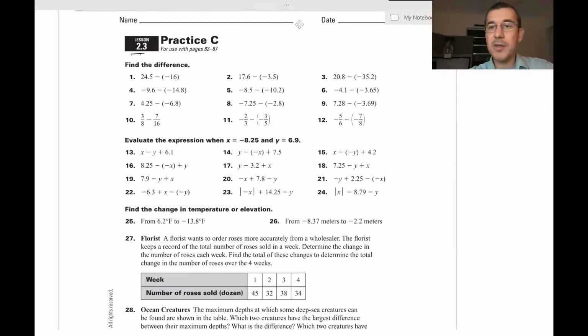We're continuing with section 2.3 today, which is about subtracting real numbers. And we're doing practice C today. So let's start. 1 through 12, find the difference. So let's start with number 1.